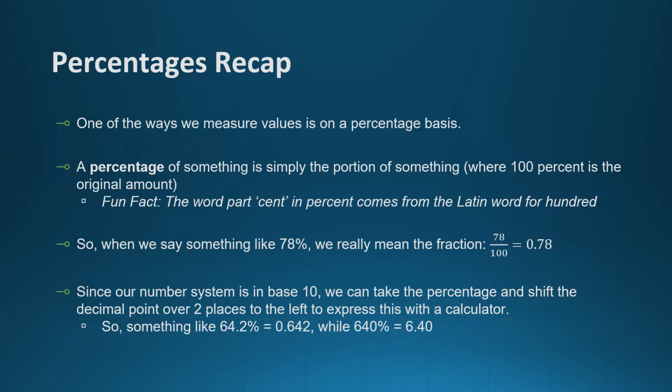And that means we can take something like 64.2%, shift it over 2 places to the left, and now it's 0.642. And 640%, and that is allowed, 640% is just 6.40. I think every example and question in all of the homework and quiz and test are all going to be under 100%, but over 100% isn't inherently wrong.